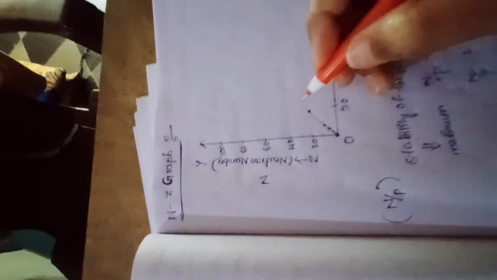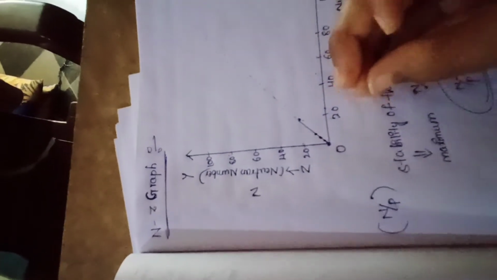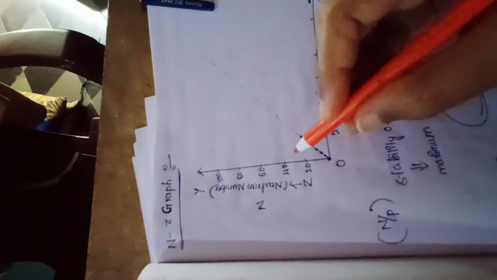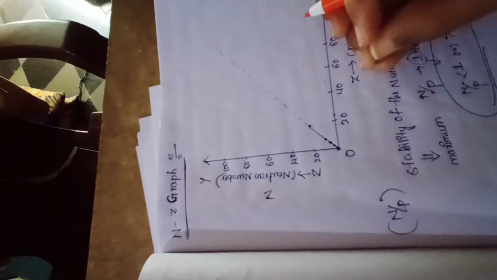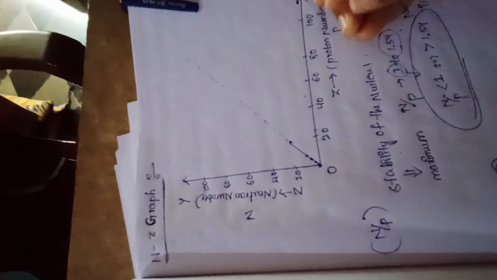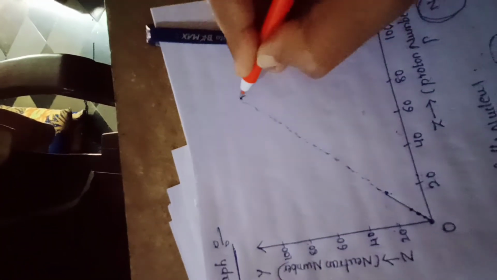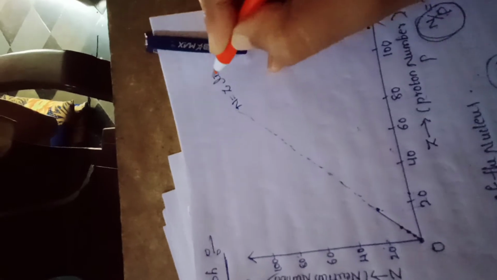Then after that, what will happen? It depends upon the N by P ratio. For example, as the mass number increases, as the number of protons and number of neutrons increases, what will happen? The NZ graph deviates from the NZ line. This is what, Nana? N is equal to Z line. This is the N is equal to Z line.